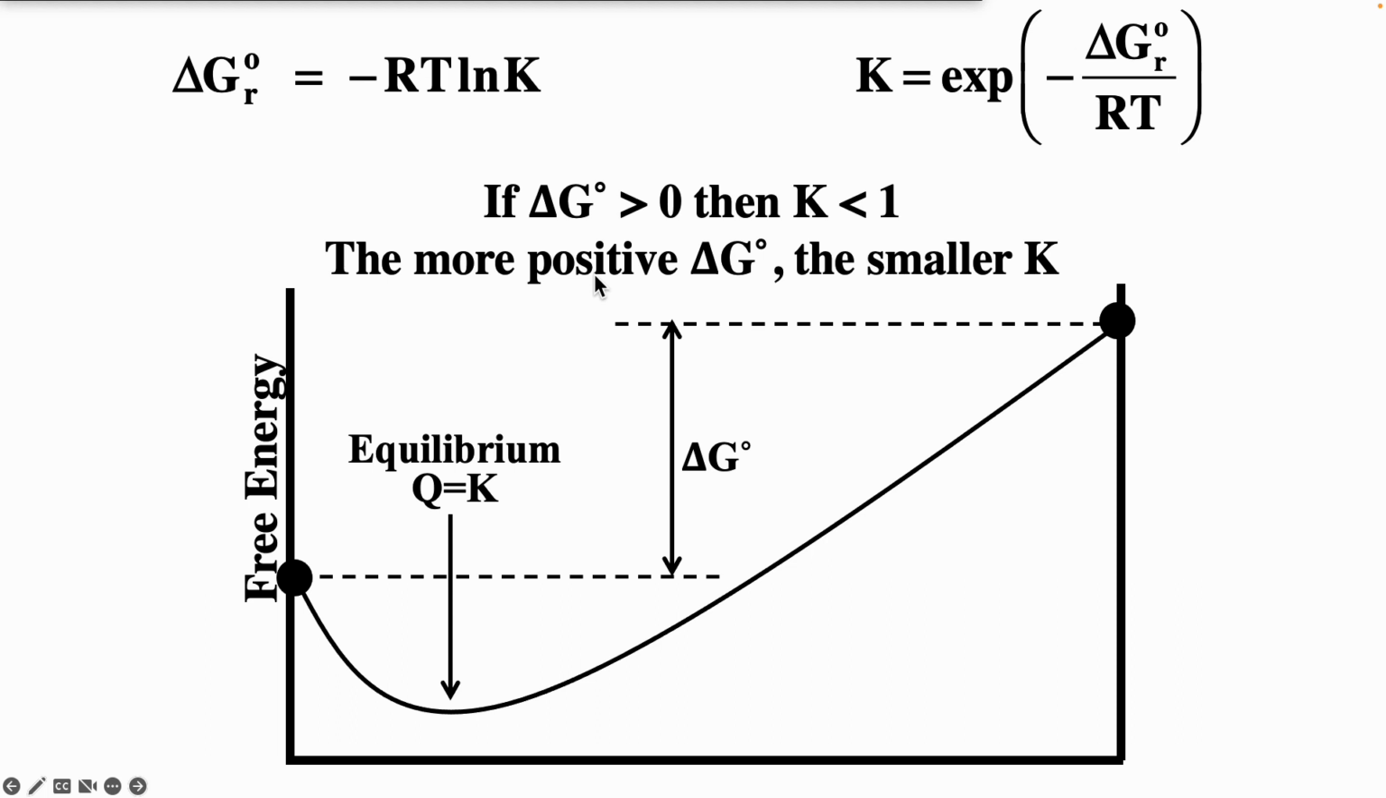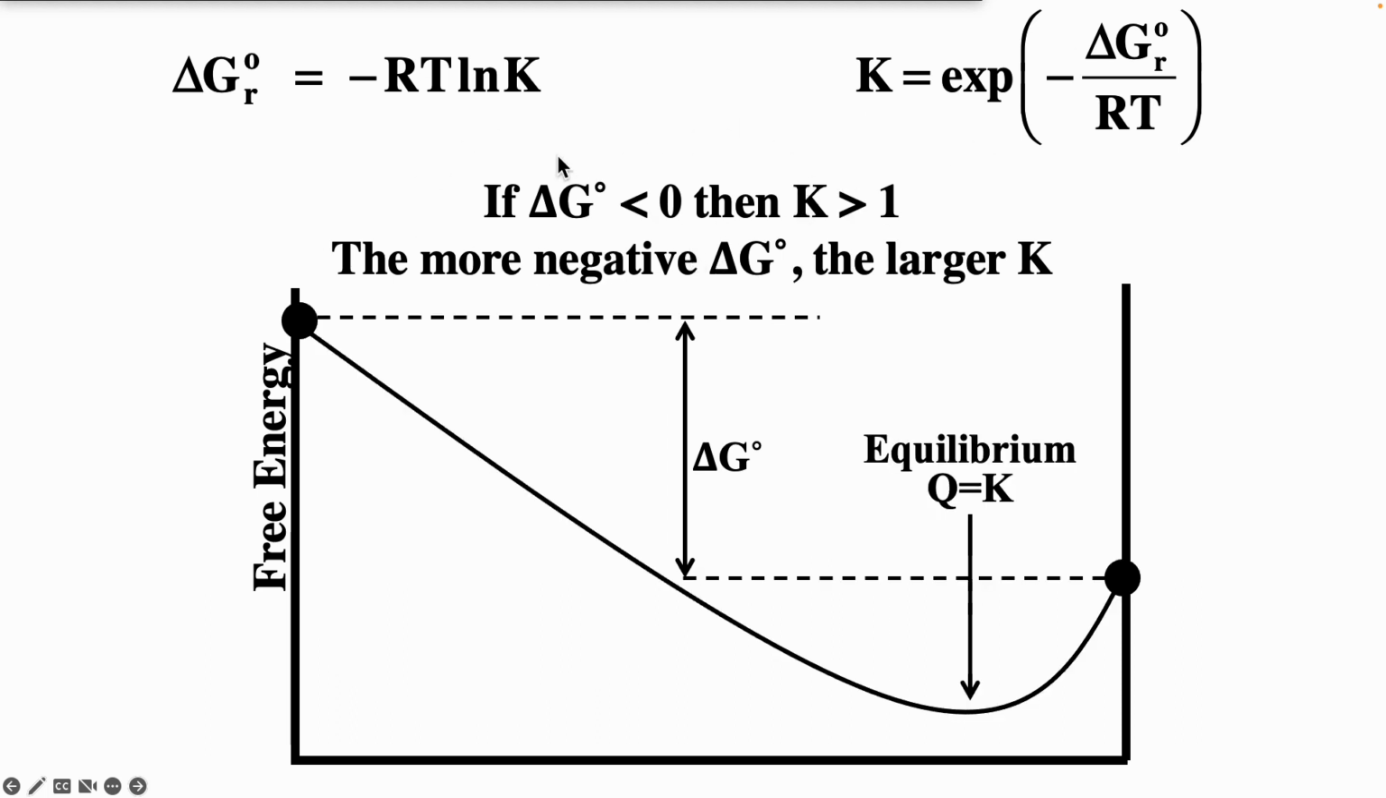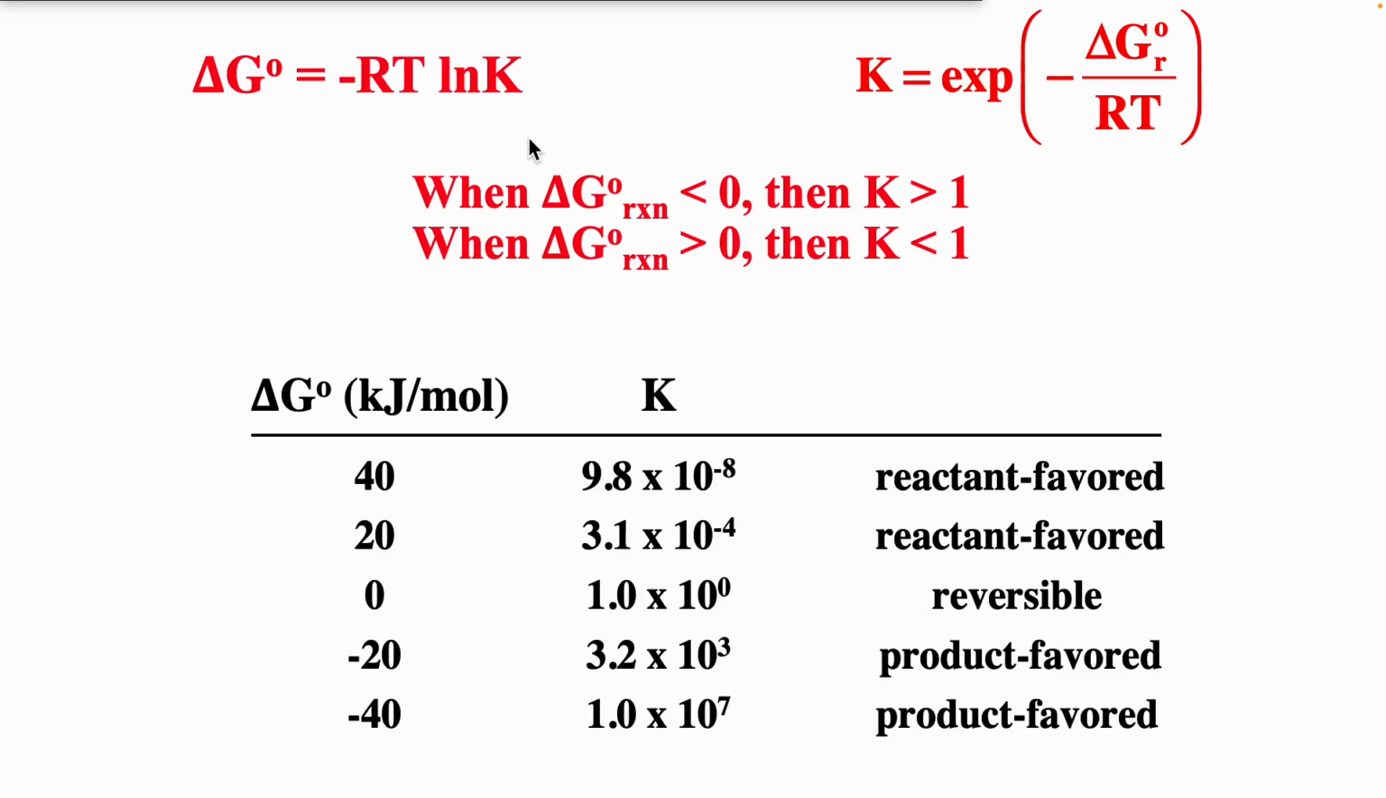Remember, this would also correspond to a non-spontaneous process. If delta G naught is negative, so the products are lower in energy, more stable than the reactants, then K will be greater than 1, which means this would be a product-favored reaction. We'll have more products at equilibrium than reactants, and this would correspond to a spontaneous process. Remember, if delta G naught is negative, that means delta S of the universe would be positive.